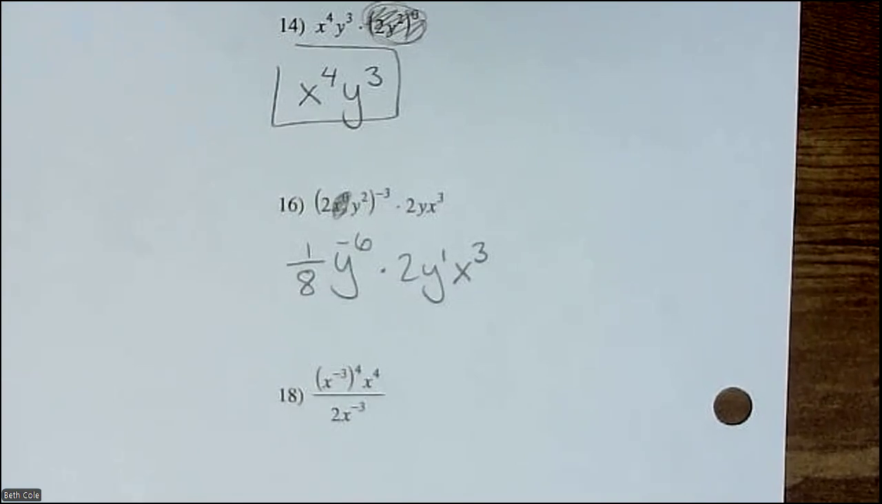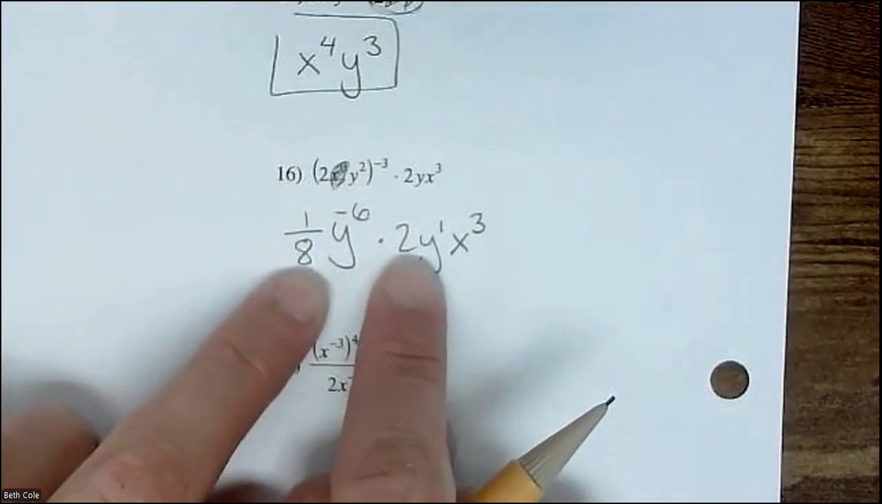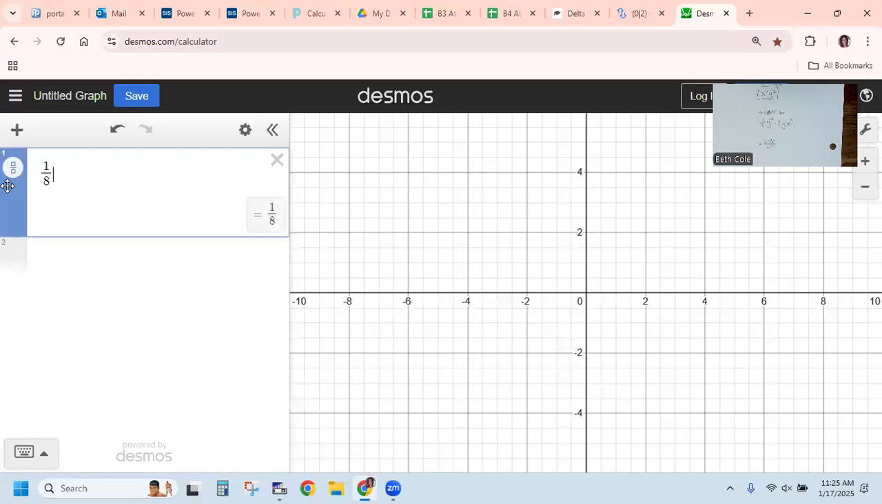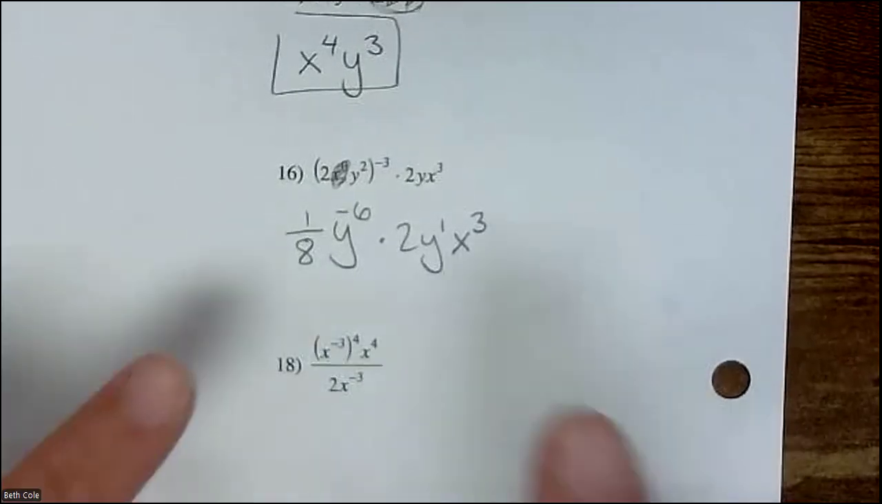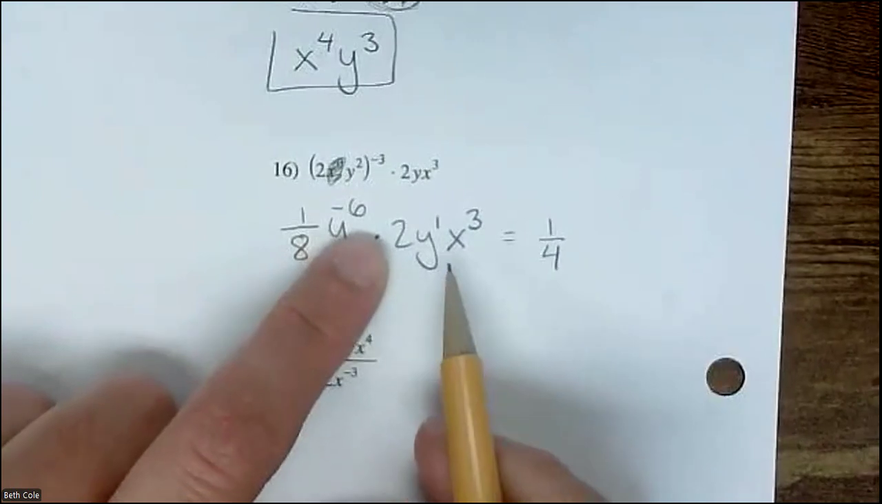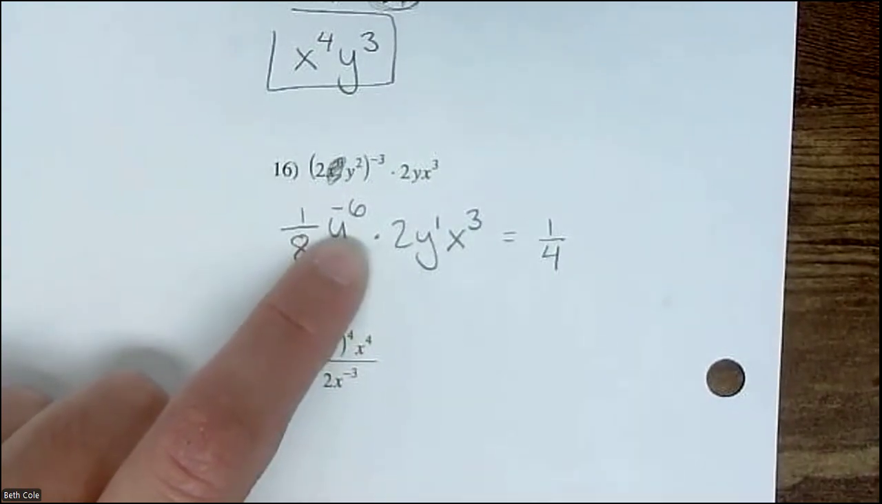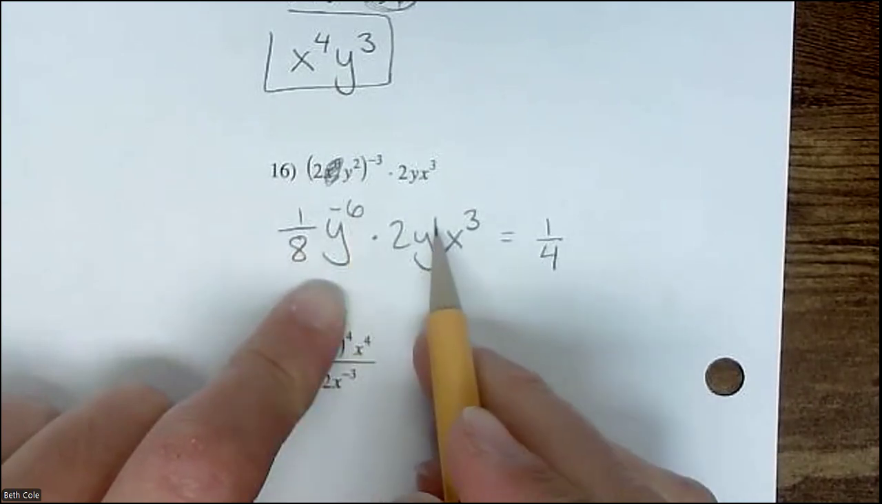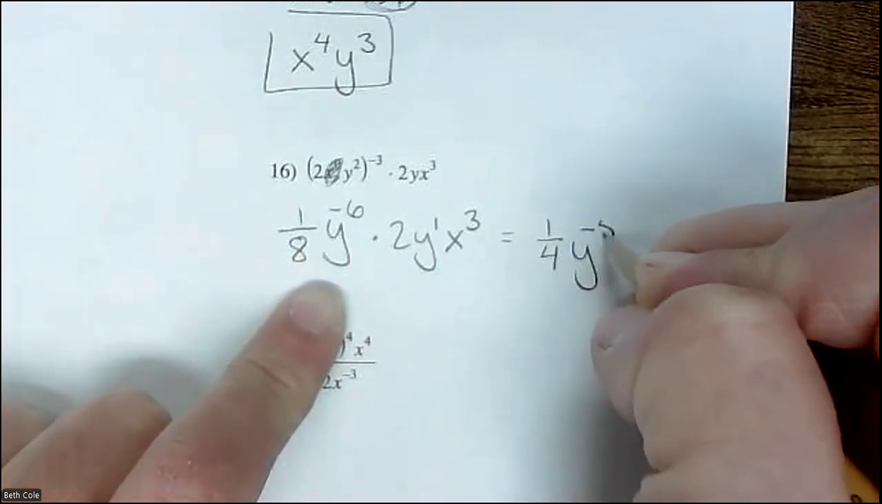All right. Now we're going to multiply. 1/8 times 2. If you don't know what that is, that's perfectly fine. Type it in the calculator. Look, 1/8 times 2, 1/4. Do you see how I did that? Put it in the calculator. So when you multiply those, you're going to get 1/4. When you multiply, look behind me. I have the cheat sheet right there. You add. So negative 6 plus 1 is negative 5.